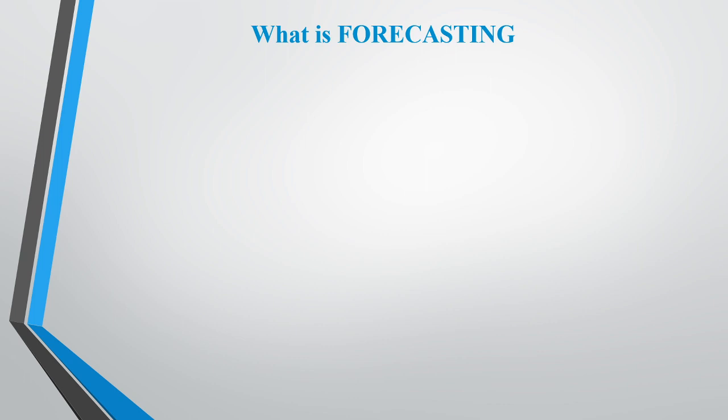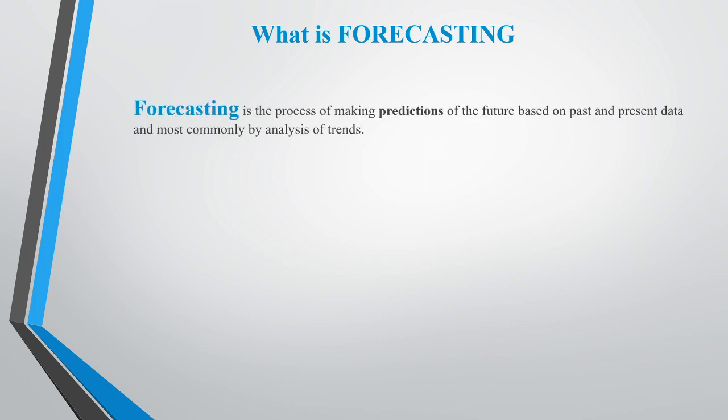If we are talking about what forecasting is, in definition manner, forecasting is the process of making predictions of the future based on present data and past data, and most commonly by analysis of trends. So what it requires as an input is your past data and your present data. On the behalf of your past and present data, on its trend, it will be giving you the insights of the future data. So it will be giving you the predictions of the future on the behalf of the past and present data that you are giving to it.